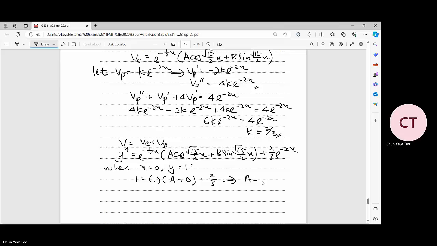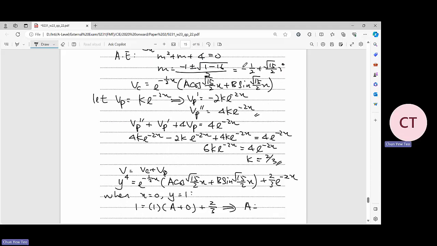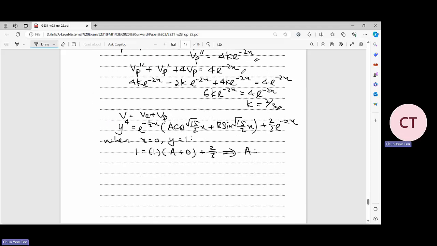Wait, what is my a? A is negative 2 over 3, is it? When y equals 1, x equals 0. Yeah, okay. So if you solve it, your a is actually 1 over 3. A is 1 over 3. Okay, so a is 1 over 3.